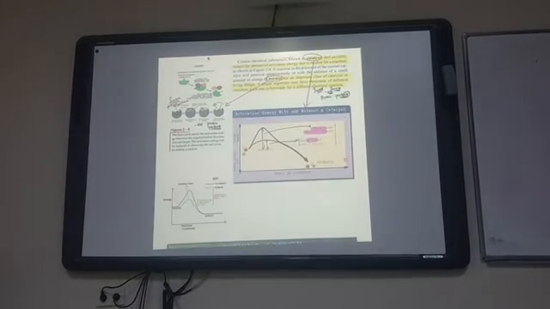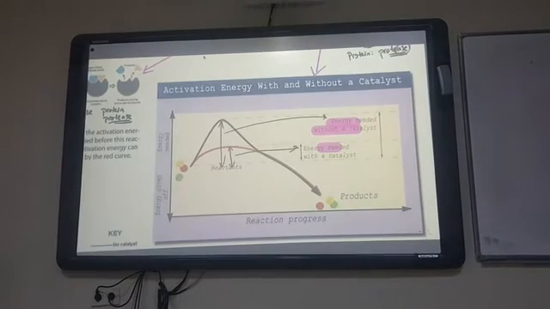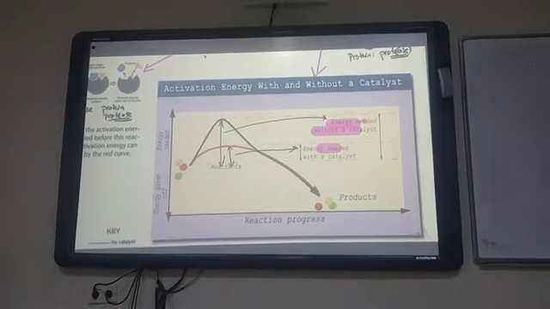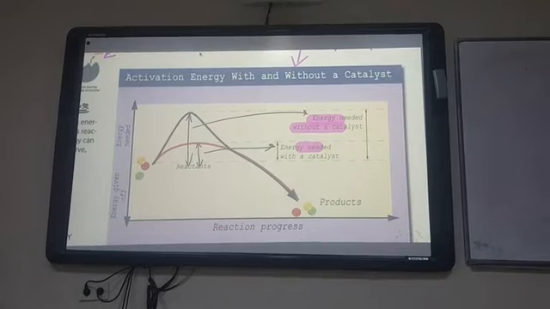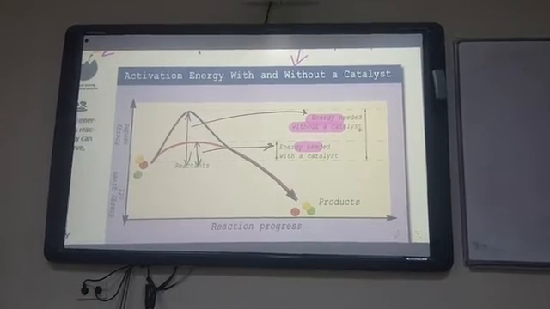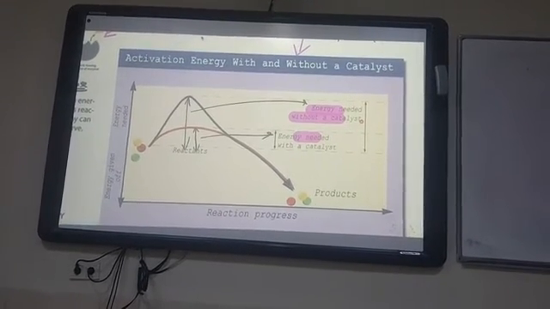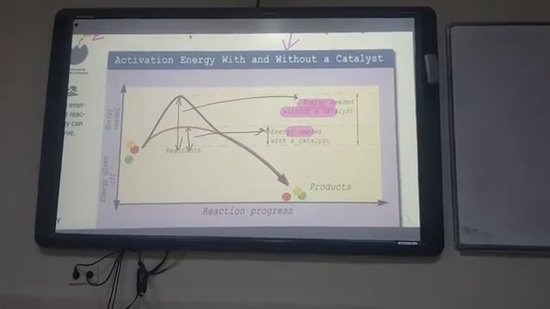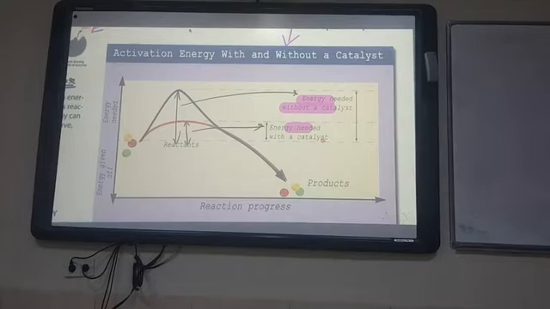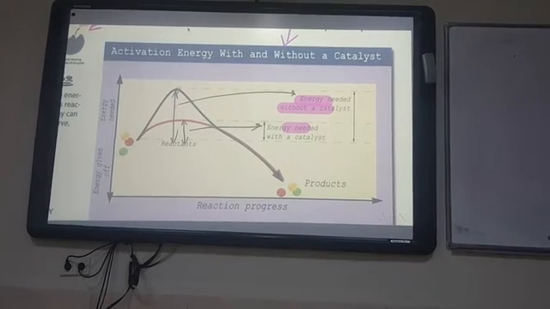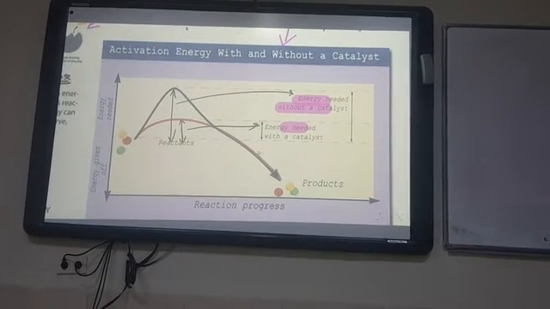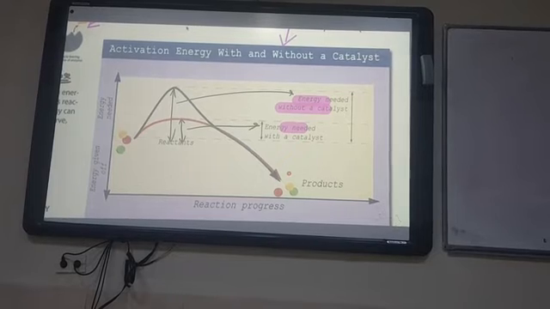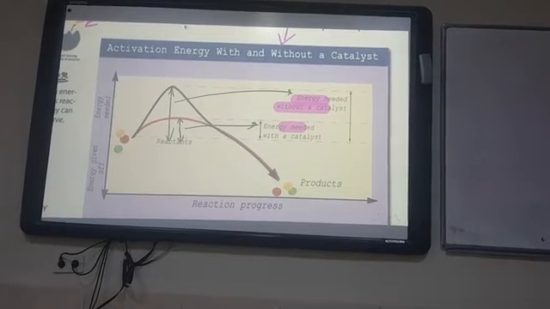In here, this graph is important. If you want, you can note there are some questions about this graph. This shows the energy needed without a catalyst, because catalysts are responsible for reducing the activation energy. This shows the energy needed with a catalyst. Less energy is needed if there's a catalyst.